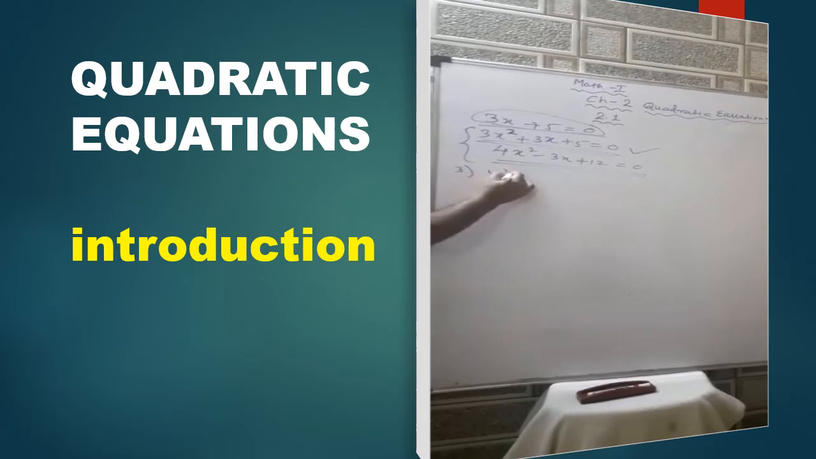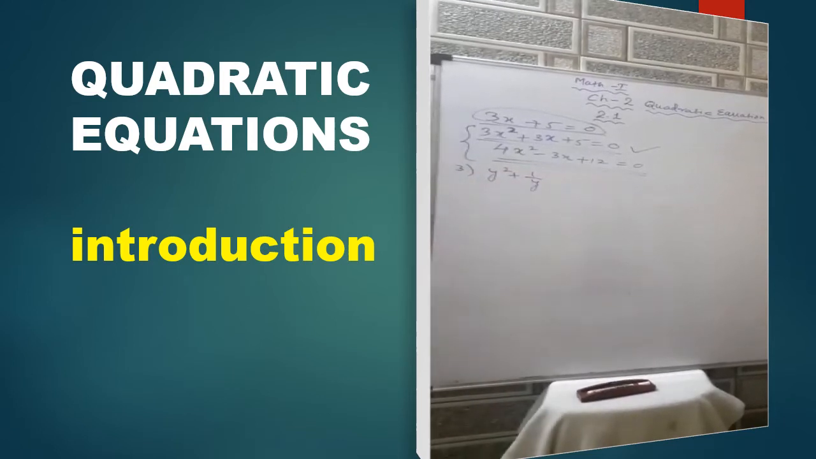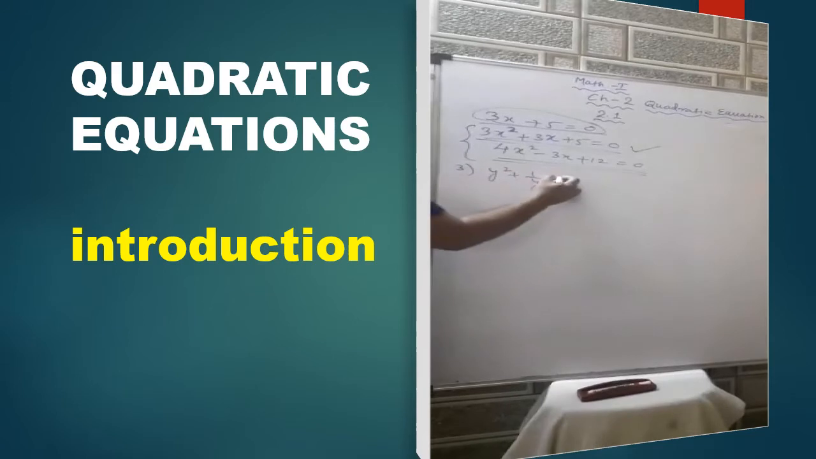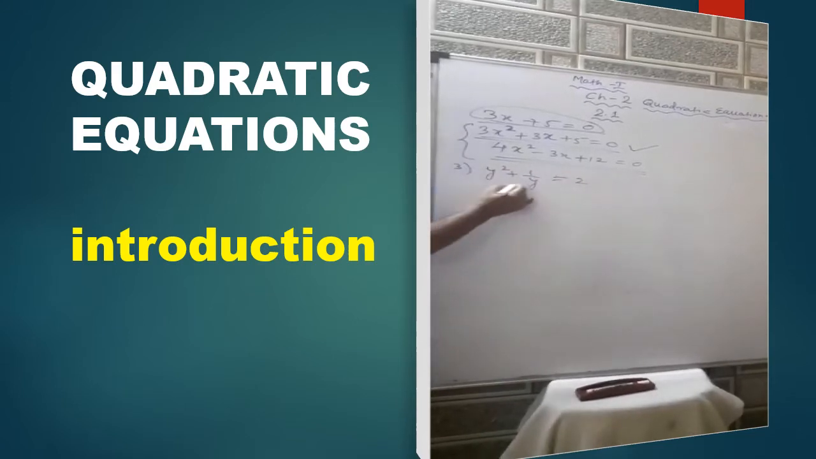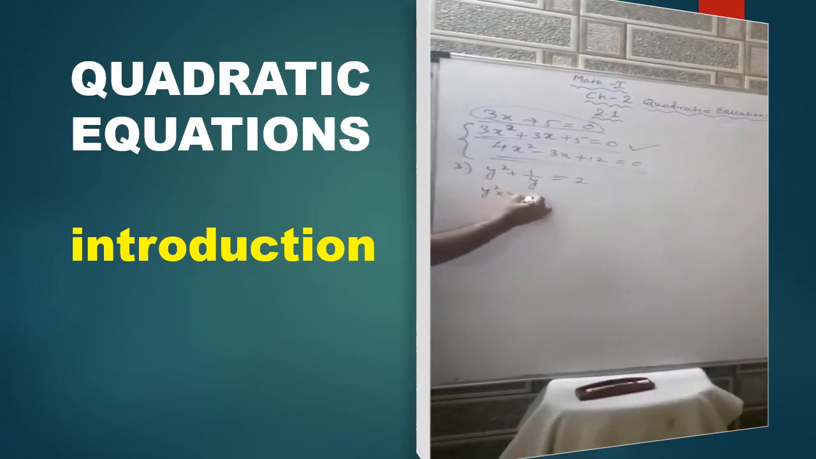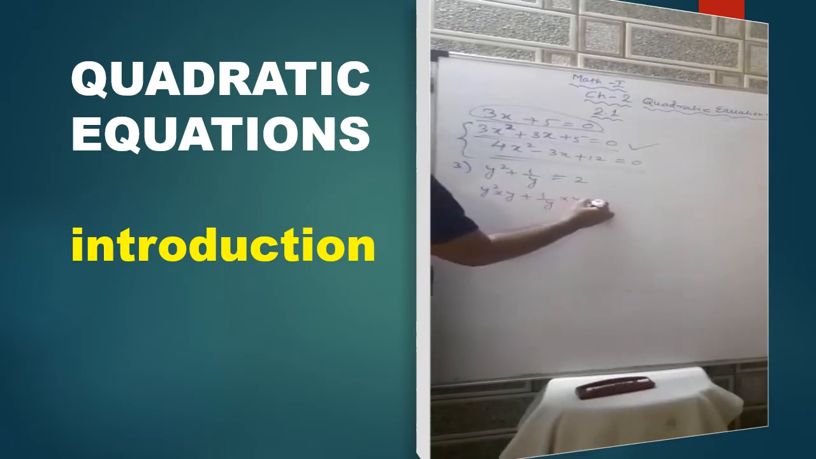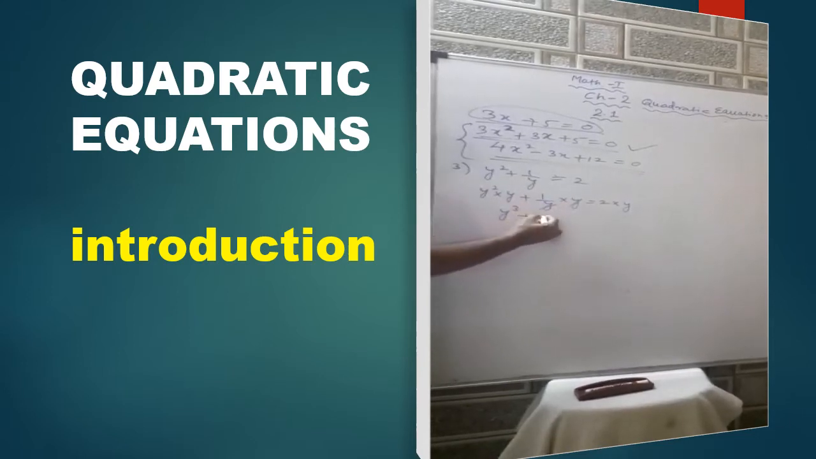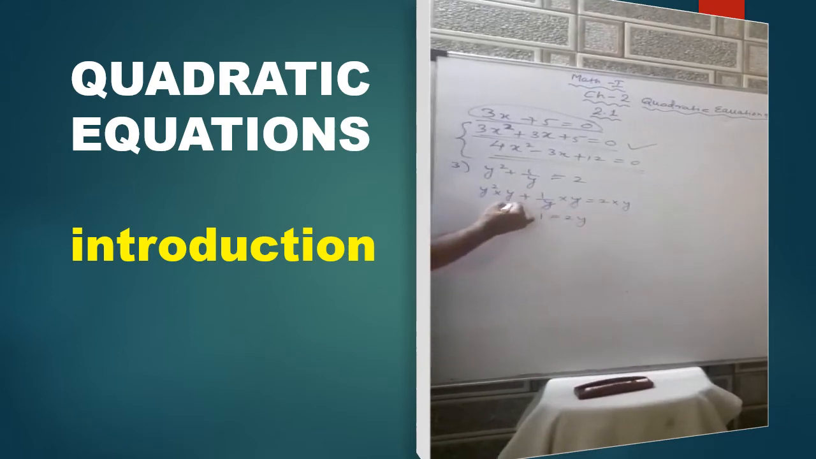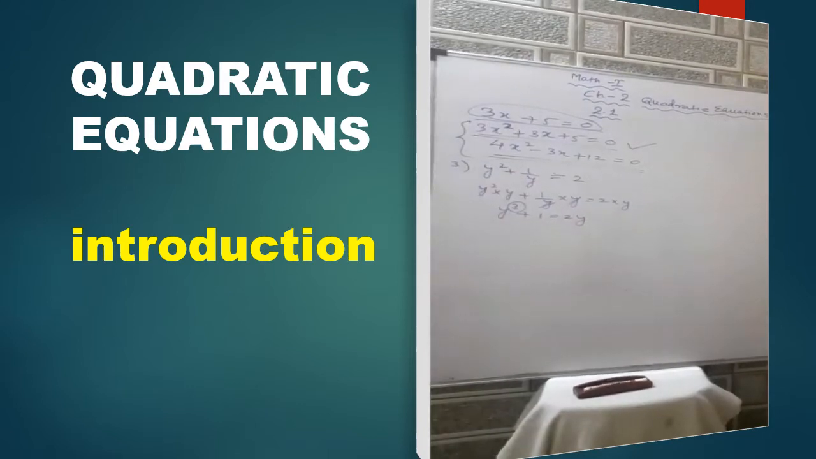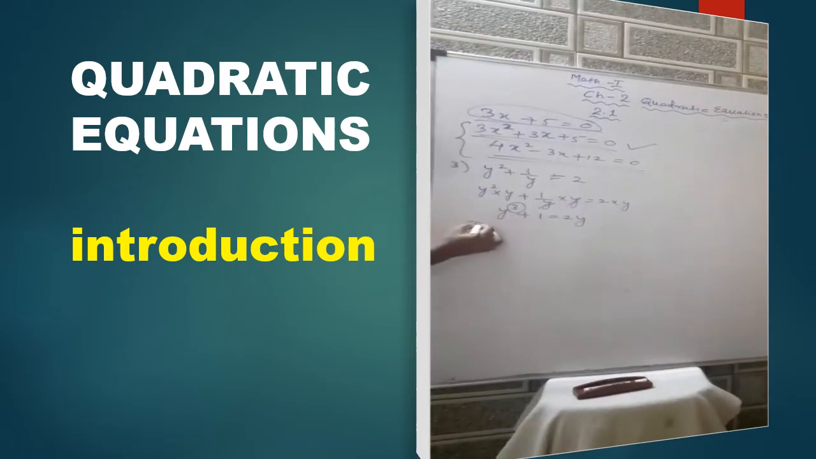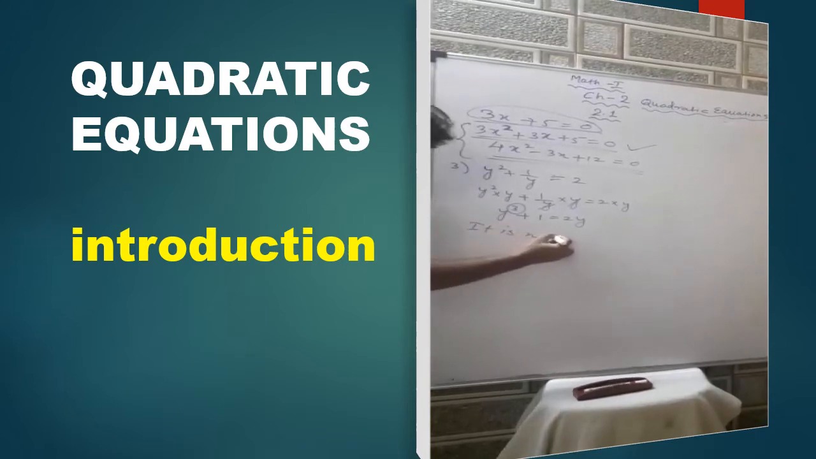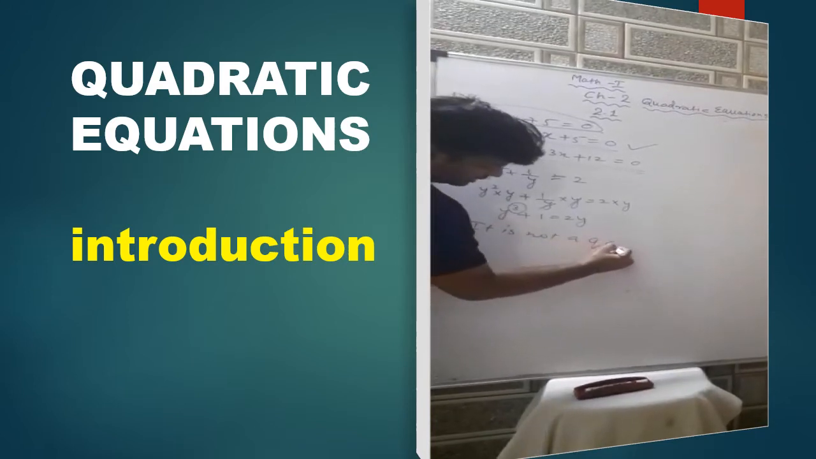Because it is given y plus 1 upon y equals 2. So we multiply with the y. So y multiplied with y, 1 upon y multiplied with y, and 2 multiplied with y. Here this y multiplied gives y cube, y cancels, plus 1 equals 2y. So we are getting highest degree is 3. So the highest degree is 3, it means it is not a quadratic equation.